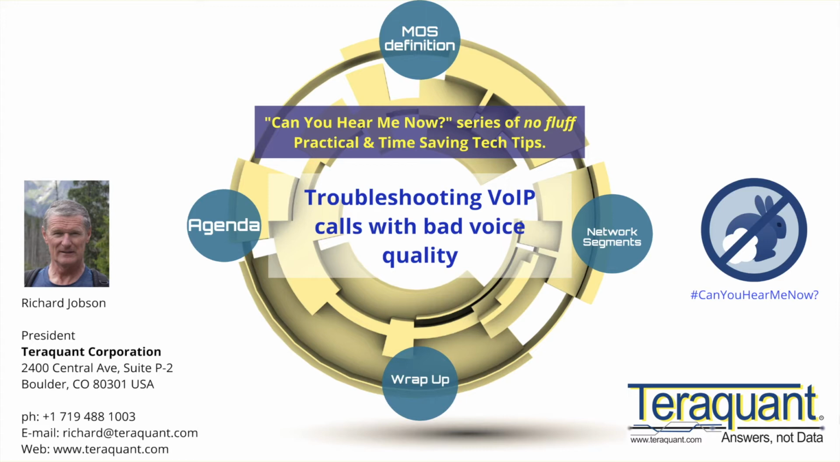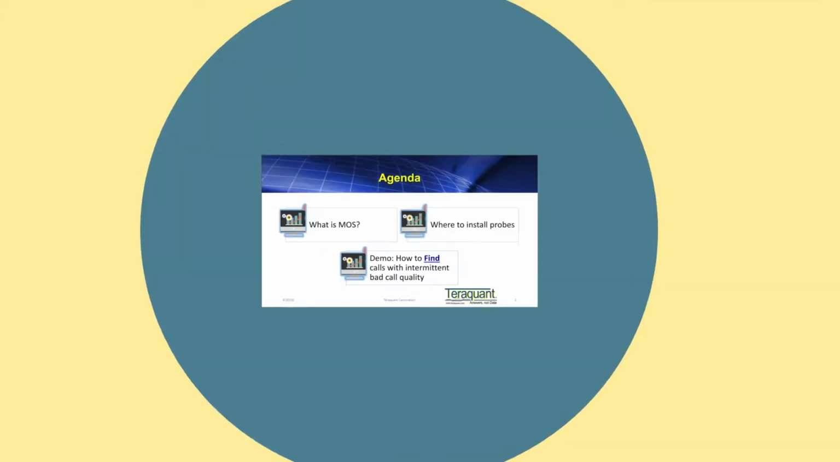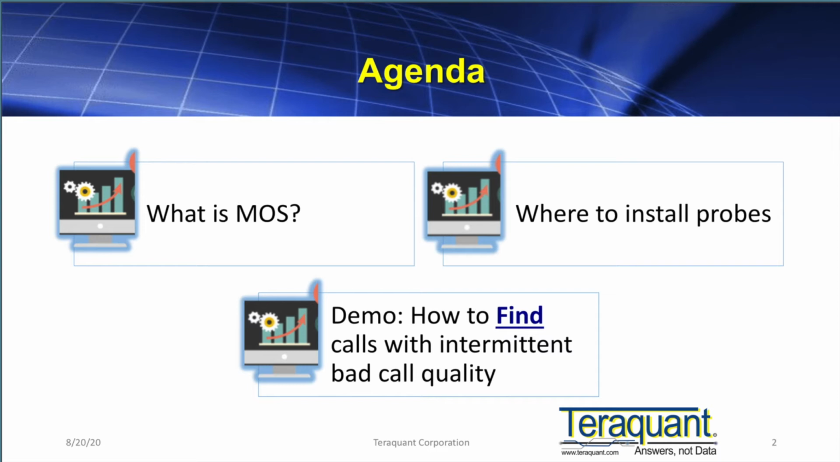Today we're going to drill down on calls with poor voice quality, especially intermittent bad call quality in your IP telephony network. TerraQuant no fluff tech tips make the best use of your time. Your time is most valuable. We come straight to the point, showing you how you can solve service impacting telecom and network problems with practical tips and hands-on demos. Let's have a look at the agenda for today.